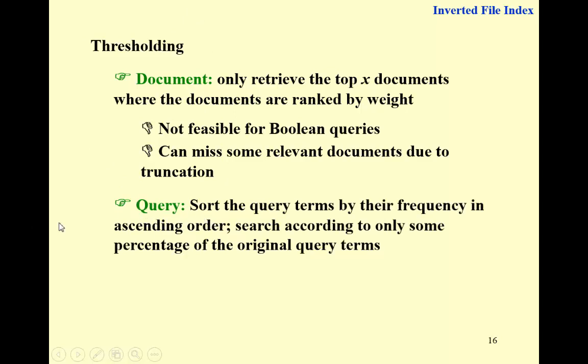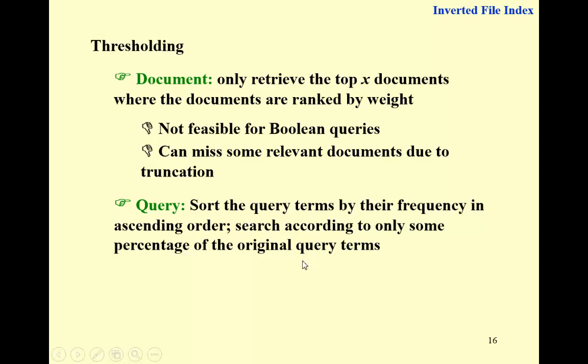That is, in case the user passes in a very long sentence that contains many words, many terms, is it really necessary to find the intersection of all the terms? Well, the thresholding strategy tells us to sort the query terms by their frequency in ascending order, and then search according to only some percentage of the original query terms. So only search according to the top X terms, not the whole sentence.